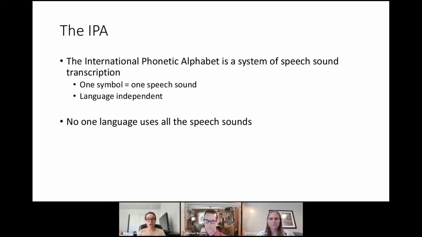Because it's supposed to account for every single language, we need also to have in mind that not one language uses everything that's in there. Languages will use a subset of these symbols for their speech sounds.